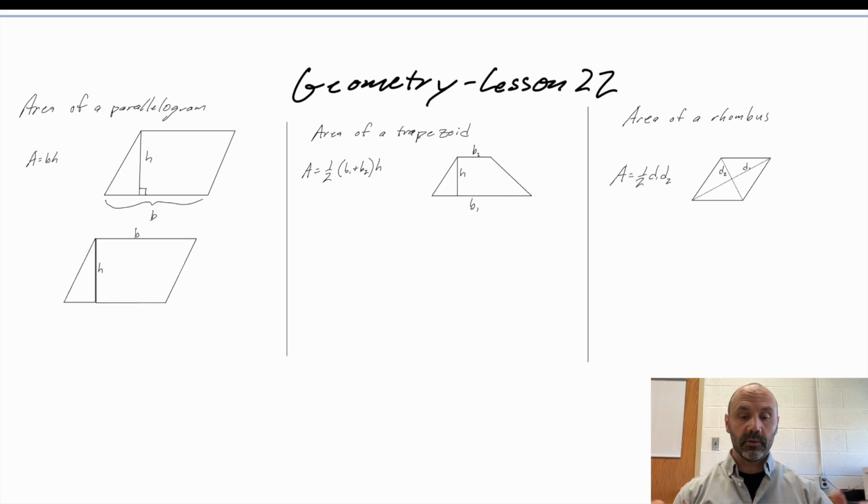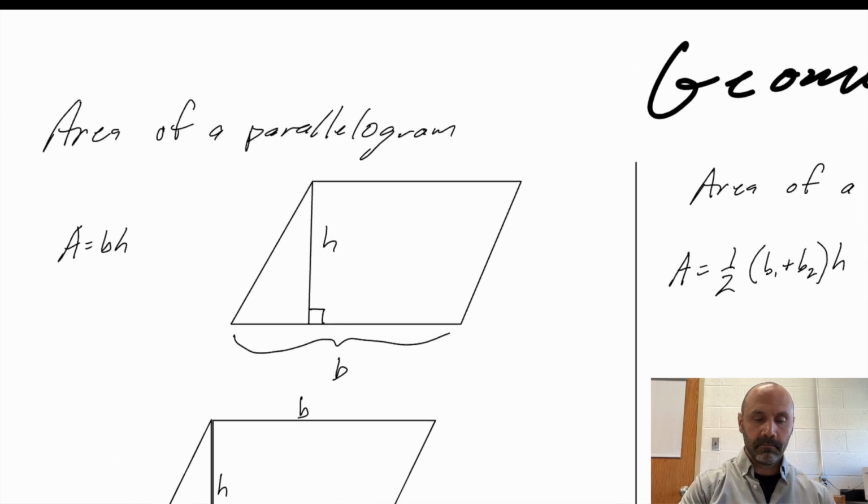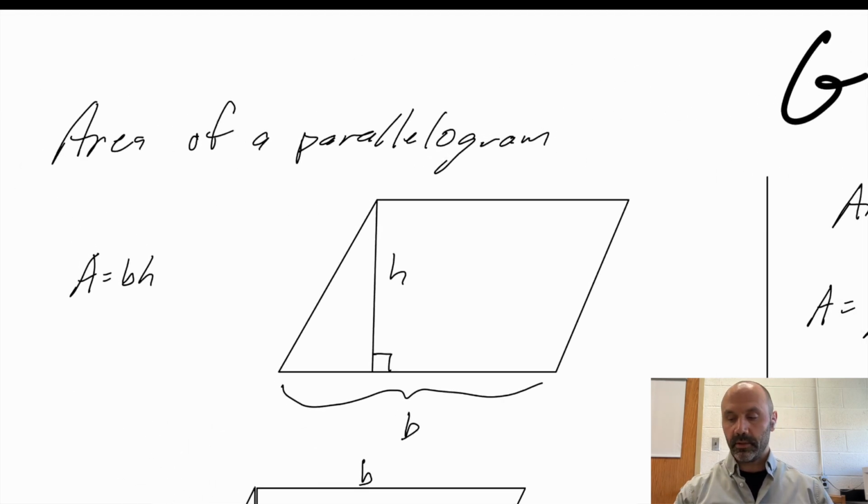We're going to be talking about finding the area of a few different particular quadrilaterals. Okay, so we're going to start with finding the area of a parallelogram. If you have a parallelogram, you can find the area by taking the base times the height.